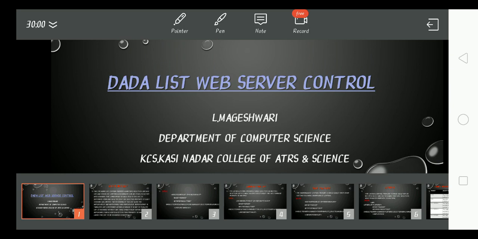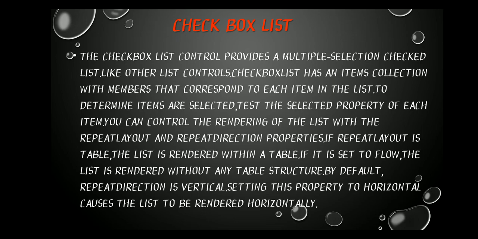We are going to see about data list web server control. Checkbox list. The checkbox list control provides a multiple selection, a checked list. Like other list controls, checkbox list has an items collection with members that correspond to each item in the list. To determine selected items, test the selected property of each item.